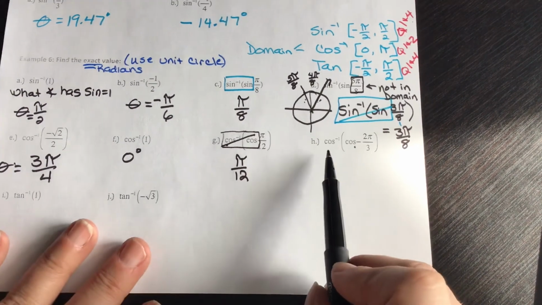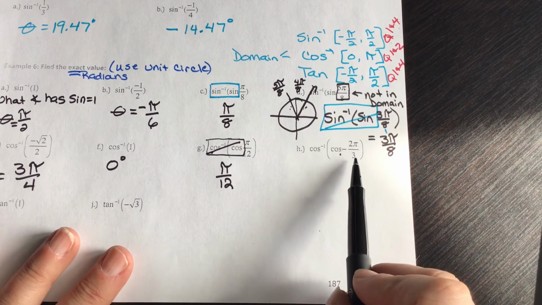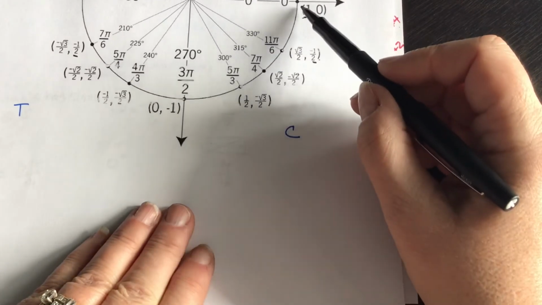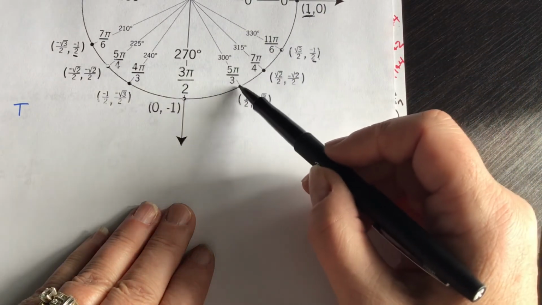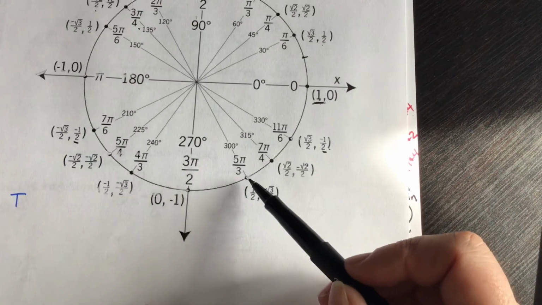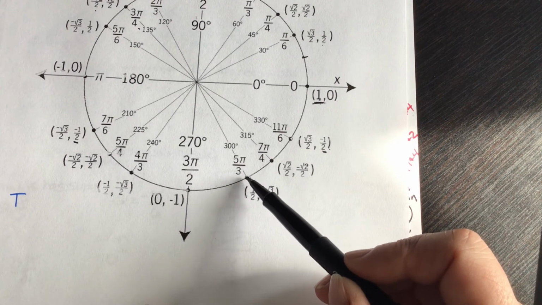The next one, inverse cosine of cosine of negative 2 pi over 3. So if I go to negative 2 pi over 3, this would be 1 pi over 3. This is 2 pi over 3. But 5 pi over 3 is not in my domain for inverse cosine.